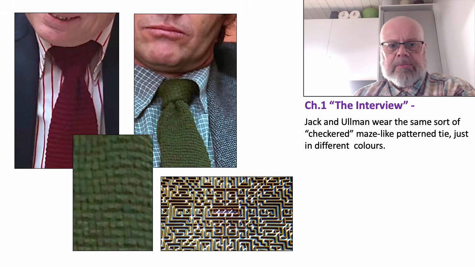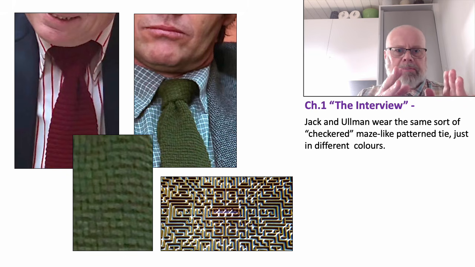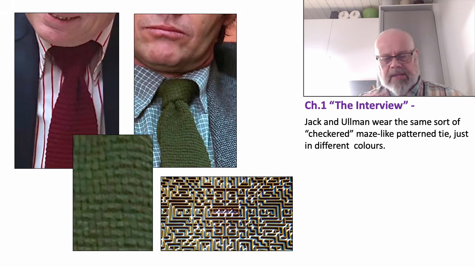Jack and Ullman wear the same sort of checkered, maze-like pattern tie, just in different colors. I think there's a maze thing going on with this tie, and it's also green. And there was a green cucumber earlier next to Wendy, and the green and the red together, sort of sexual abuse, keeps going through the whole movie, the combination of red and green. And it's also this maze and structures, patterns that come off as some kind of maze.